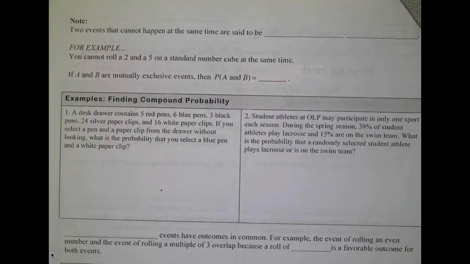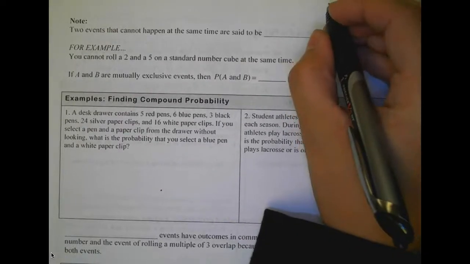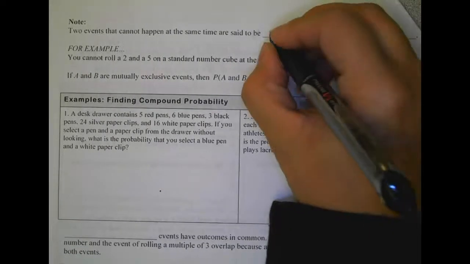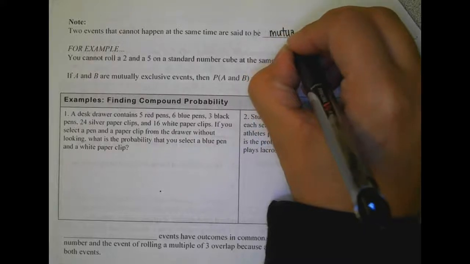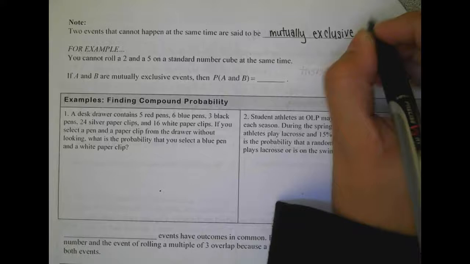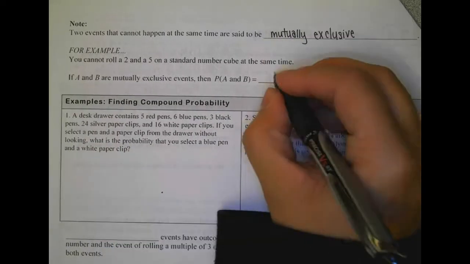Alright, I've turned to the next page. Oh, before we do some examples, a note here. 2 events that cannot happen at the same time are said to be mutually exclusive. For example, you cannot roll a 2 and a 5 on a standard number cube at the same time. If you're rolling a die once, you're only going to get one of those 6 numbers. You can't get 2 of them. Okay, so if A and B are mutually exclusive events, then the probability of A and B equals 0.